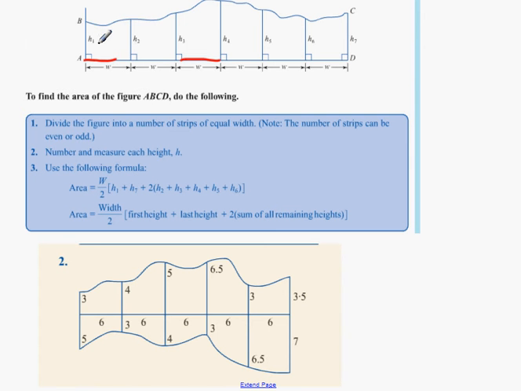The W value is the width in between the two heights. Okay, so this is the trapezoidal rule. You're going to get the area of irregular shaped objects. The reason why it's called the trapezoidal rule is it's going off trapezoids.